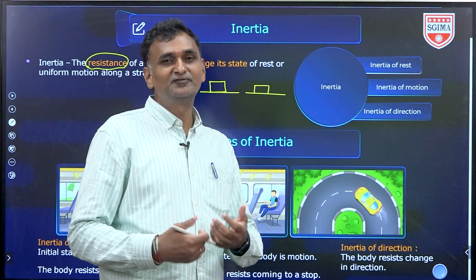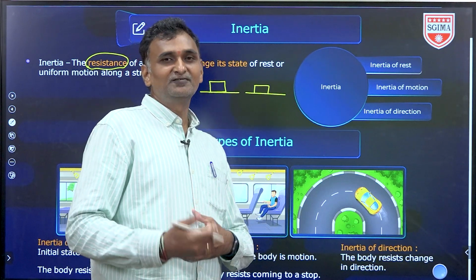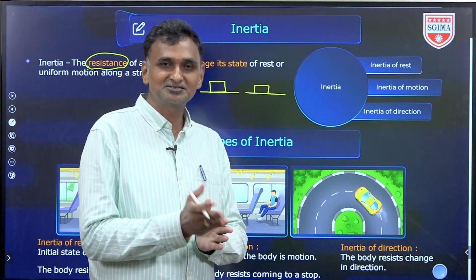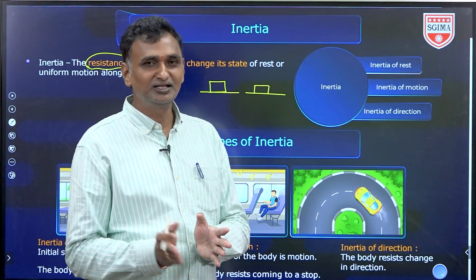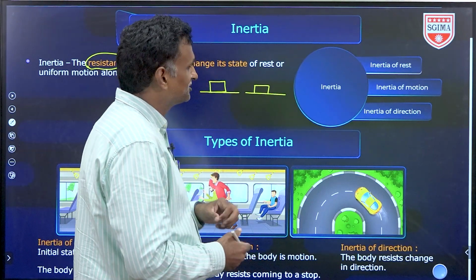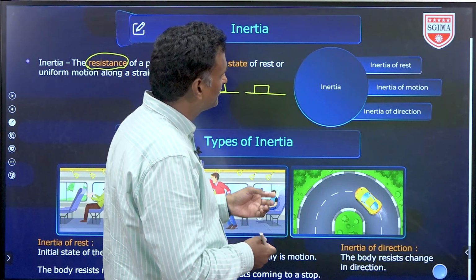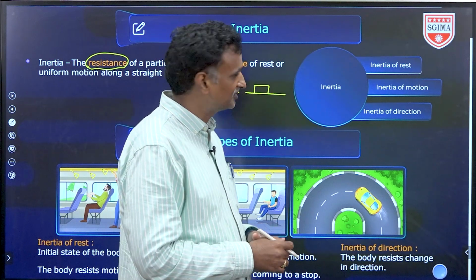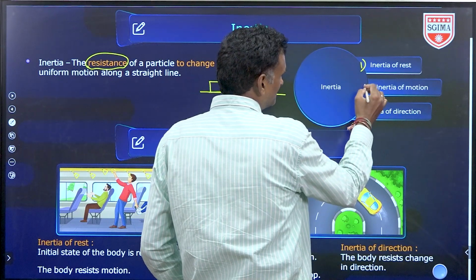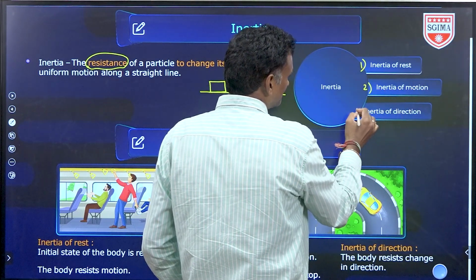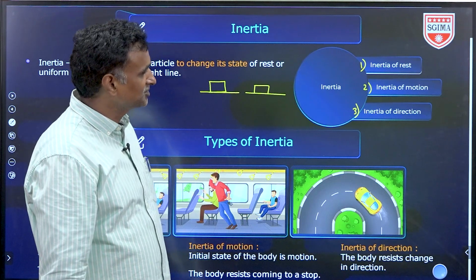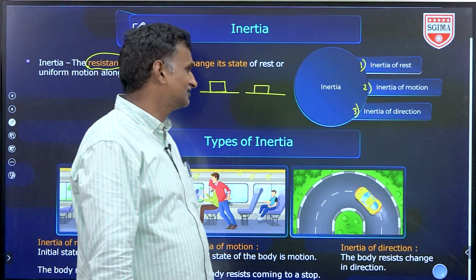So, if there is no force acting on the body, it will maintain the same state: if it is at rest, it stays at rest, and if it is in motion, it maintains the same motion. Okay. So, that is the major explanation of inertia, and we need to know about the types of inertia here. First, inertia of rest; second, inertia of motion; and third, inertia of direction. Okay. So, what is inertia of rest, what is inertia of motion, what is inertia of direction?